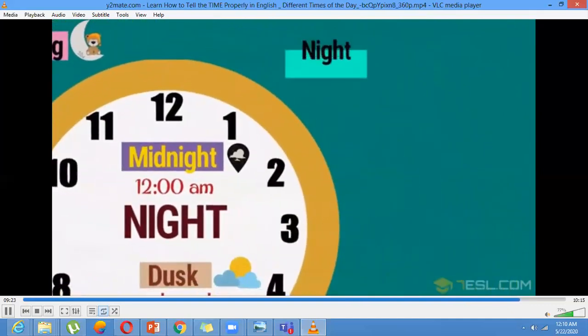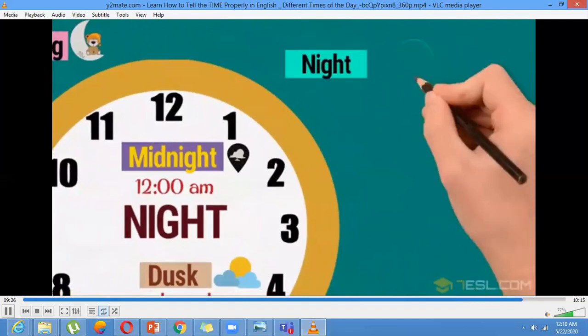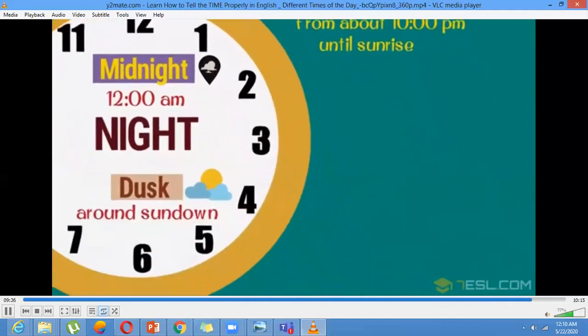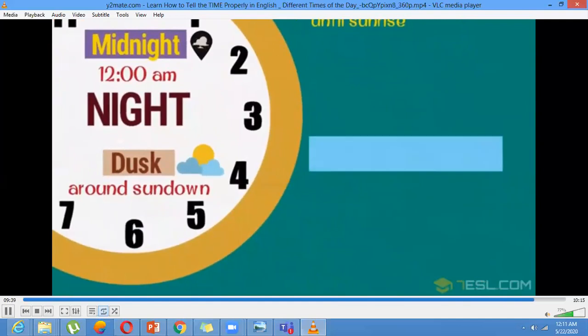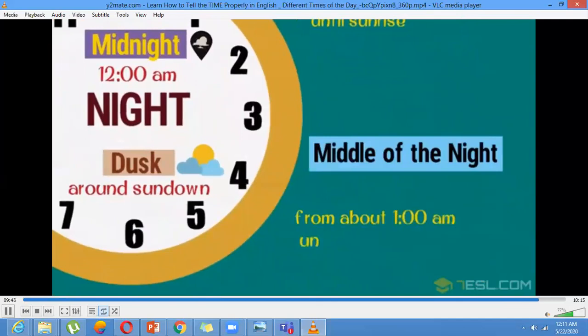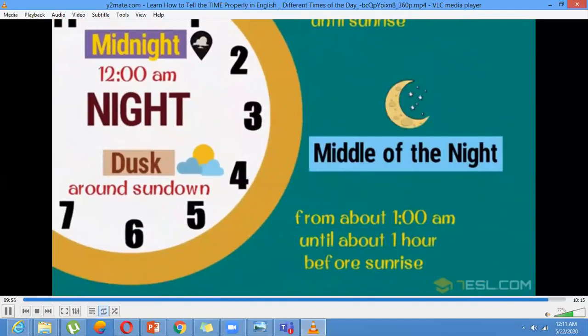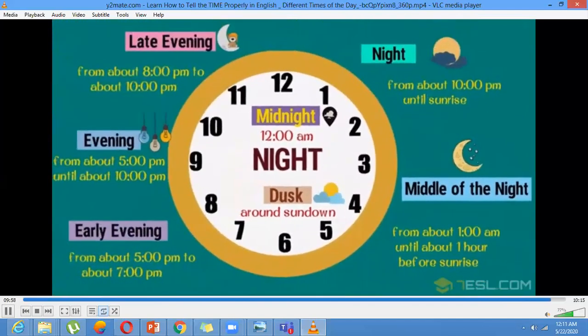After that, it's night. Night starts from 10 p.m. until sunrise. The whole time between 10 p.m. and sunrise is night. What is the middle of night? When we say I woke up in the middle of the night, it's from about 1 a.m. until about 1 hour before sunrise. This time period is the middle of night. Okay, now you can see about the time of the day.